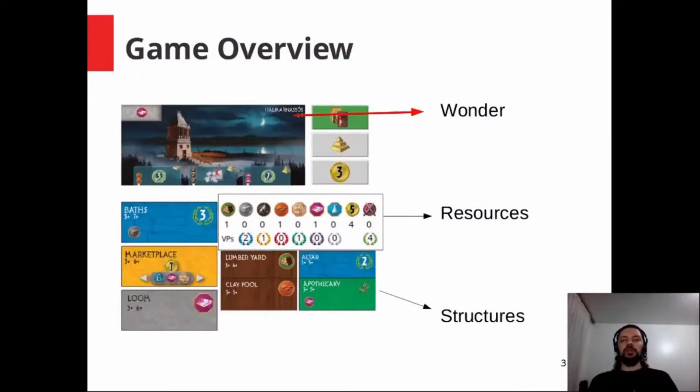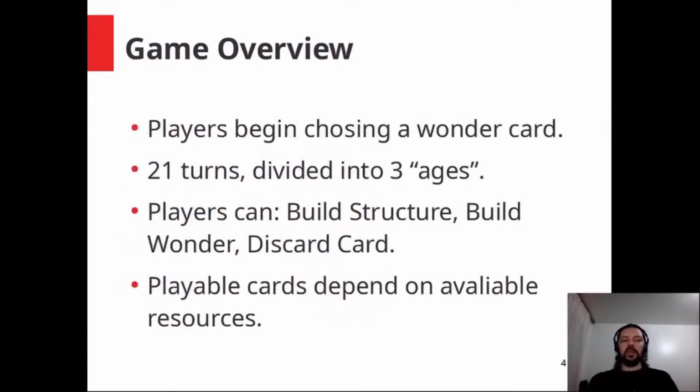This is the game. We have a board called Wonder, some resources like coin, timber, and stone, and the structures. The player begins choosing a Wonder card from the Wonder deck. They'll have 21 turns divided into 3 ages in which different cards can be played. They can build a structure or a Wonder or discard a card to get coins. They can only build if they have the needed materials.